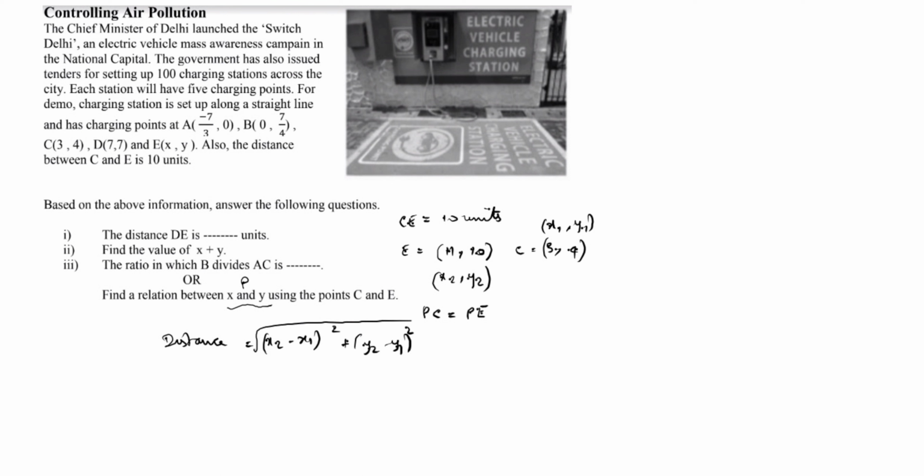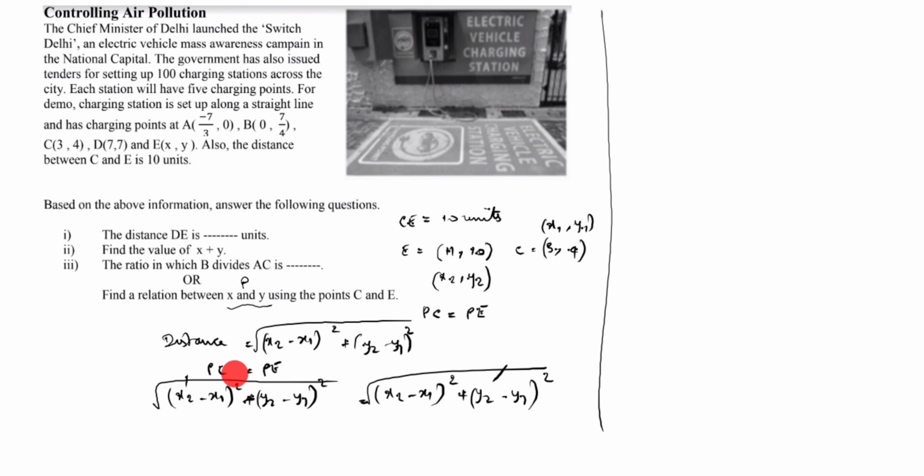So we will take PC is equal to PE. PC is equal to the square root of (x2 minus x1) the whole square plus (y2 minus y1) the whole square, equal to the square root of (x2 minus x1) the whole square plus (y2 minus y1) the whole square. So the root and root cancel. Here you see PC is equal to PE.